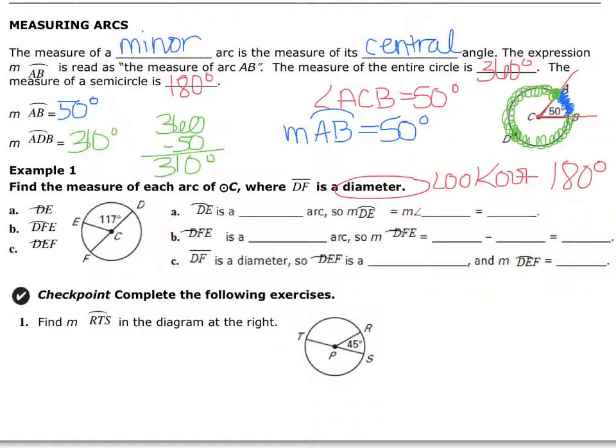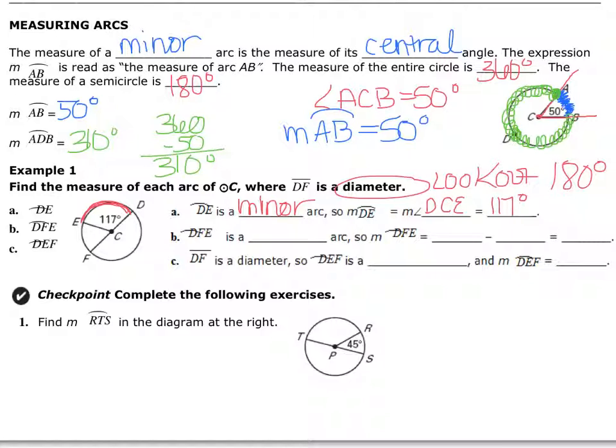So the arc DE, right here. The measure of the central angle is 117. So DE is a minor arc because it's less than 180. The minor arc is the same as the measure of the central angle. So the measure of angle DCE is 117 degrees. That means the measure of arc DE is the same thing, 117.